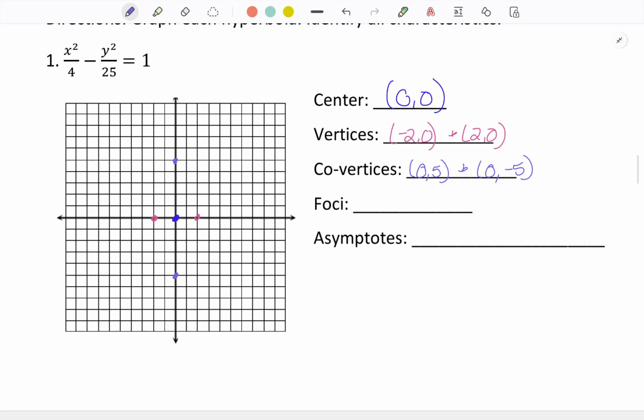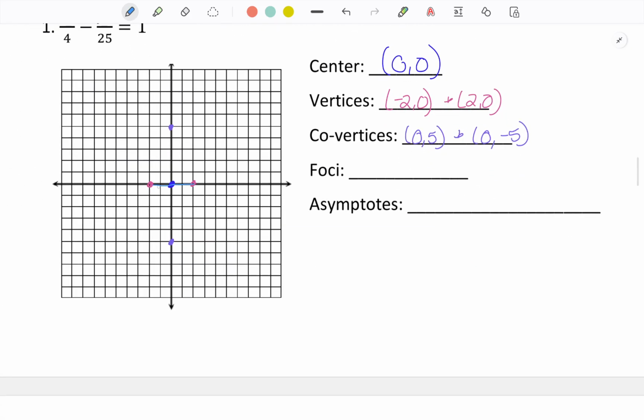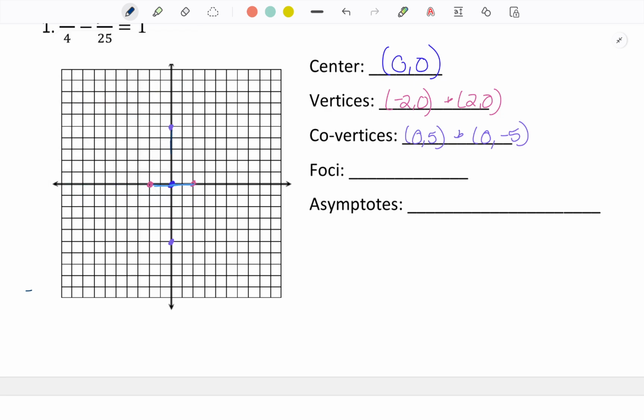And so what we're going to do is go ahead and draw our two axes. So here's our transverse axis, and then our conjugate axis is going to be vertical. And sometimes it helps actually to just draw in this little box that's created by those two lines, because it's going to be as wide as your conjugate axis and as long as your transverse axis.